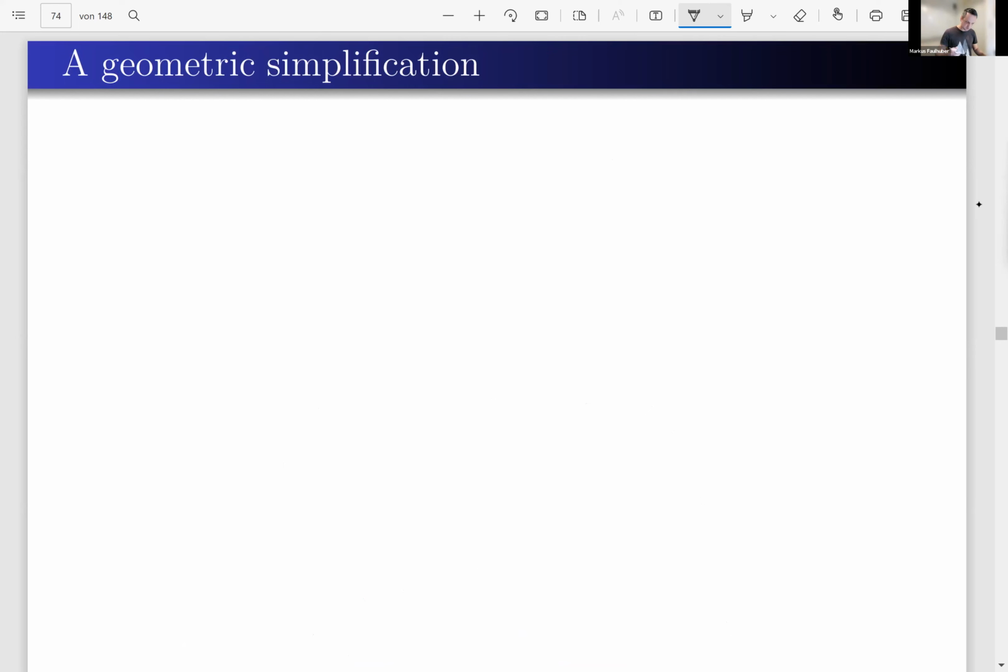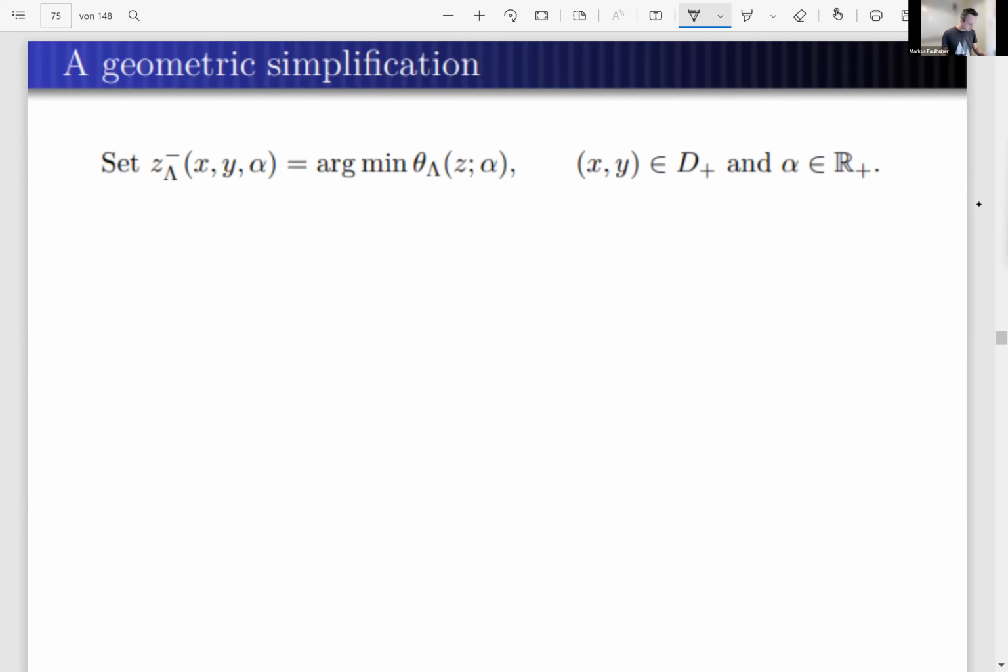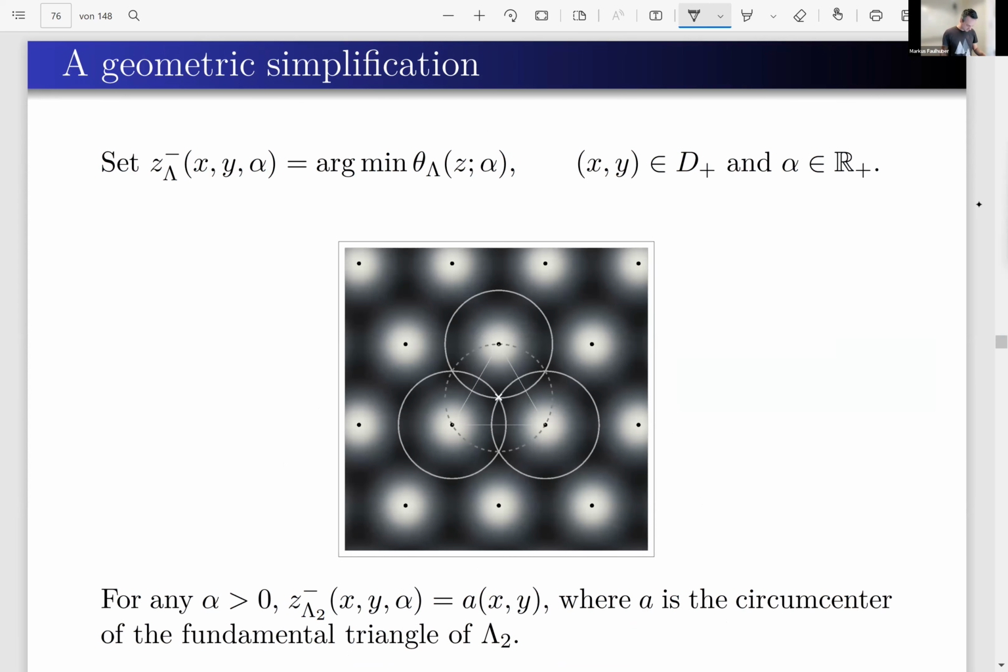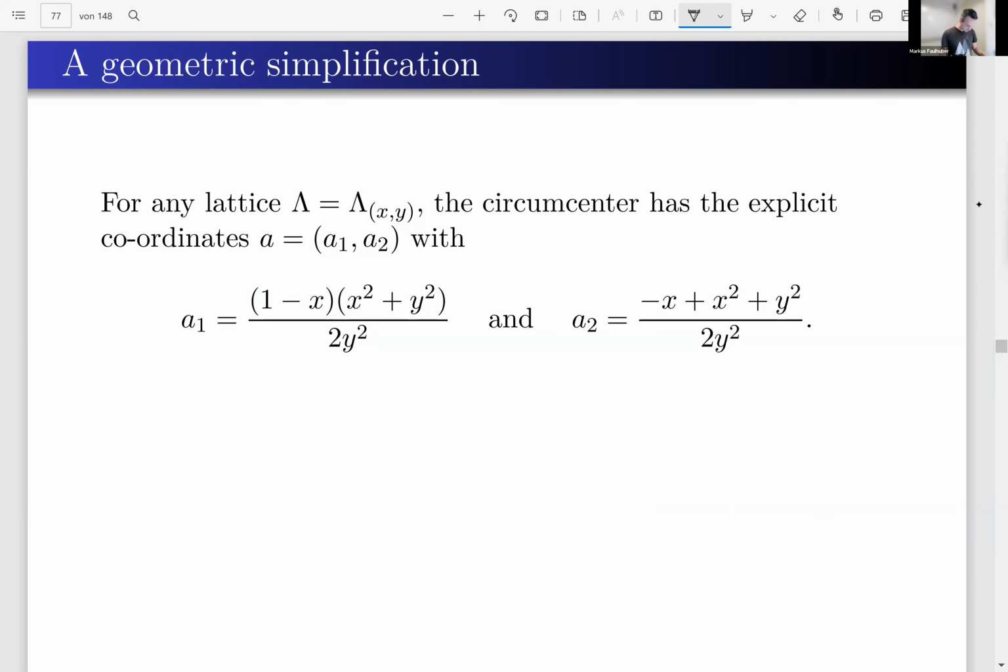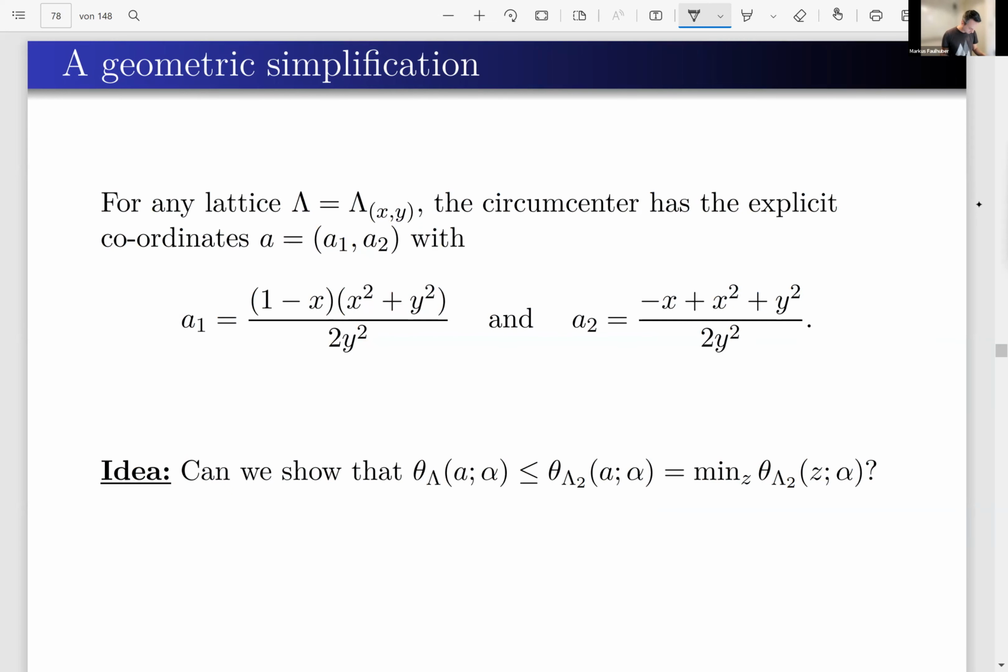As I said, we did not know how to find the minimum, so we used a geometric simplification. Namely, we thought, okay, let's just try to evaluate in the circumcenter of such a triangle for any lattice. Okay, this is just, you can get some explicit formulas for this. I mean, I think you also learned it at high school.